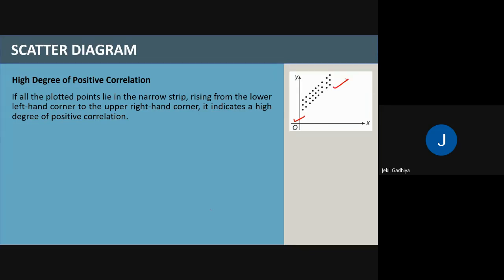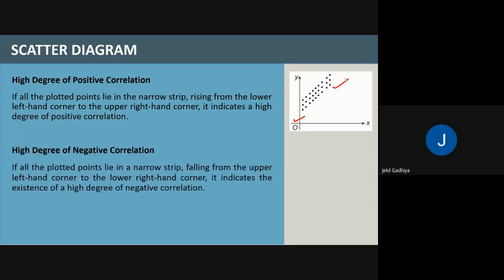Similarly, high degree of negative correlation. If all the plotted points lie in a narrow strip falling from the upper left hand corner to the lower right hand corner, it indicates the existence of a high degree of negative correlation, and the graph is like this. Again, it is similar to perfect negative, but in perfect negative there is only one line, and here it is a strip. It is falling from the upper left hand to the lower right hand.